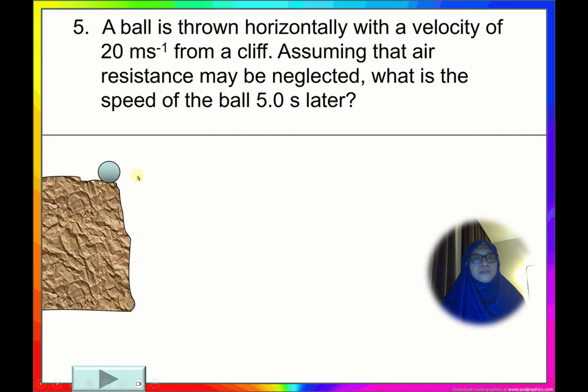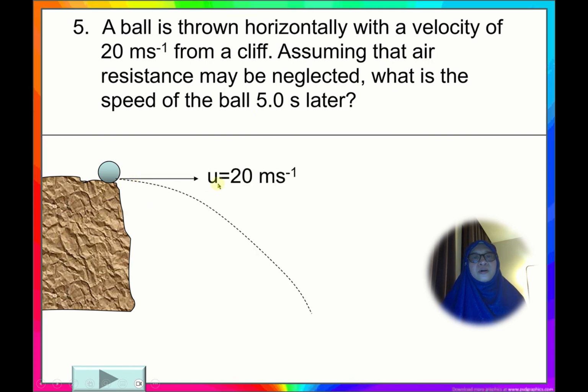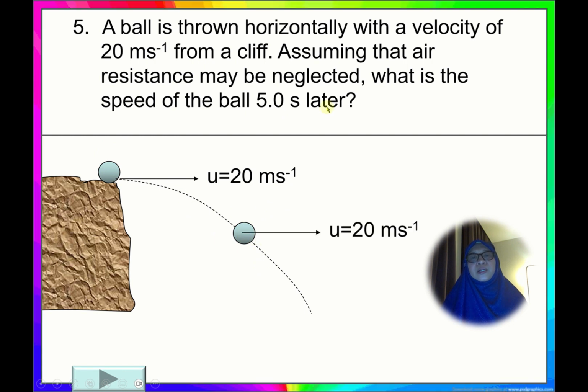Okay, so imagine this is a ball thrown horizontally. So u equals 20 meter per second. So this is horizontal u. It is understood that vertical u is 0 because the ball is thrown horizontally. Then 5 seconds later, that means somewhere here, we don't know, we are going to find the speed.